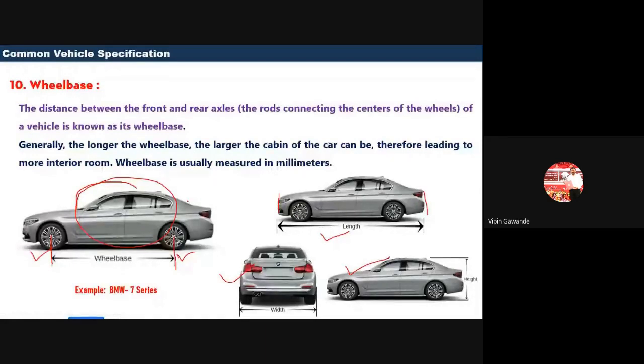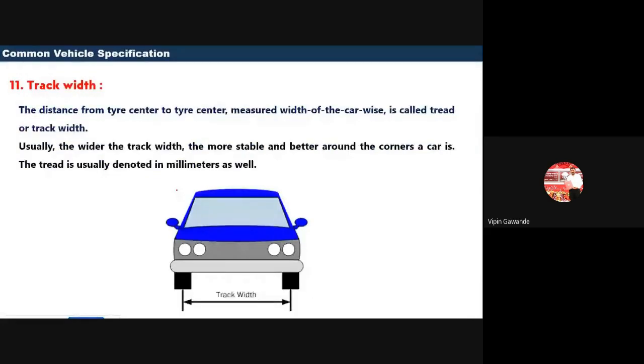Then afterwards, we have discussed the track width. Now, what is meant by this track width? Track width is the distance center to center, that means the distance from the center of one wheel to the center of another wheel in the widthwise direction. So that is track width. And what is the use of this track width? If the track width is more, then the vehicle is more stable around the corners.